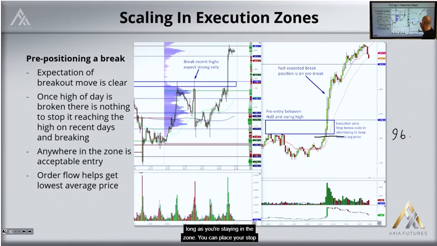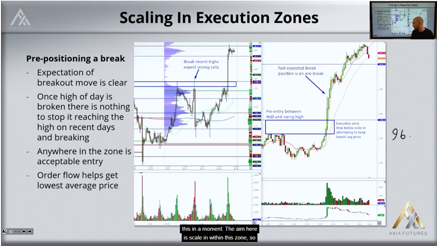it's staying in the zone, you can place your stop below 96, waiting for the break and be pre-positioned before it breaks 99. So it's a case of being able to say, right, anywhere here is acceptable. I don't mind whether I'm buying 98, 96, 97, 96 and a half, it doesn't matter as long as I get the trade on before 99. That's the idea of an execution zone. What you're trying to do ultimately is try and maintain the lowest average price. So as the market pulls back within the zone, you try and buy there. That's ultimately what you're after.